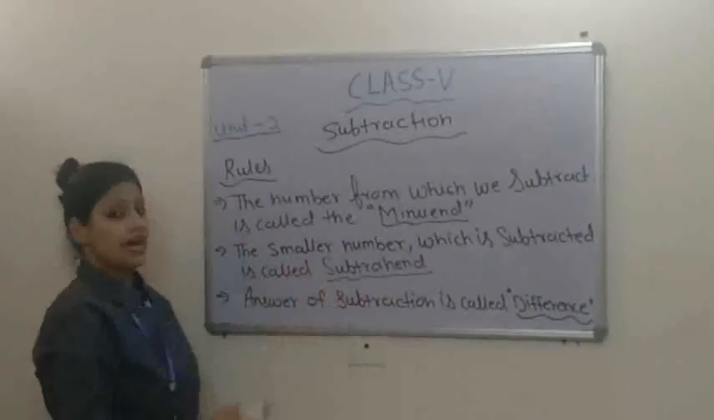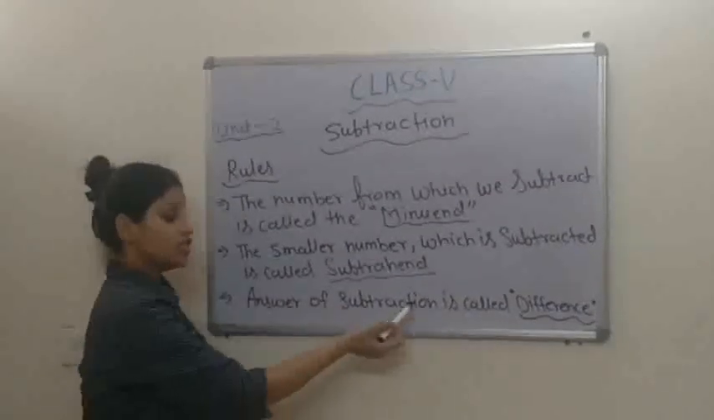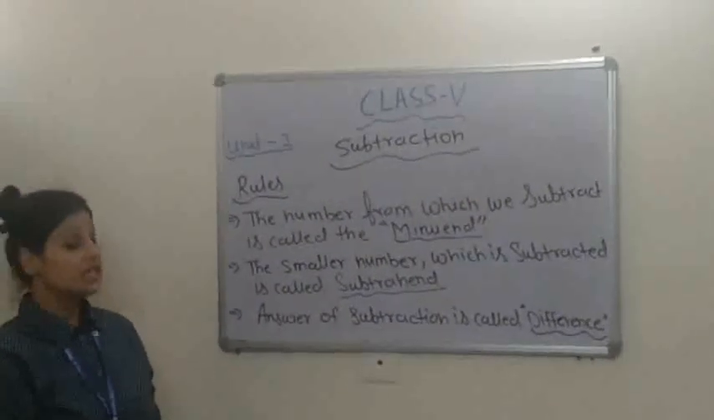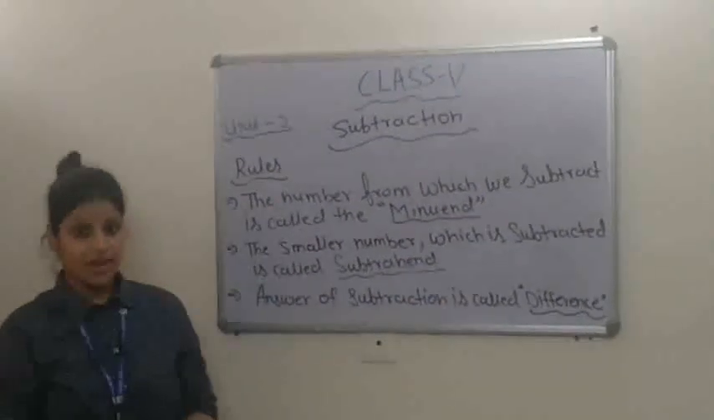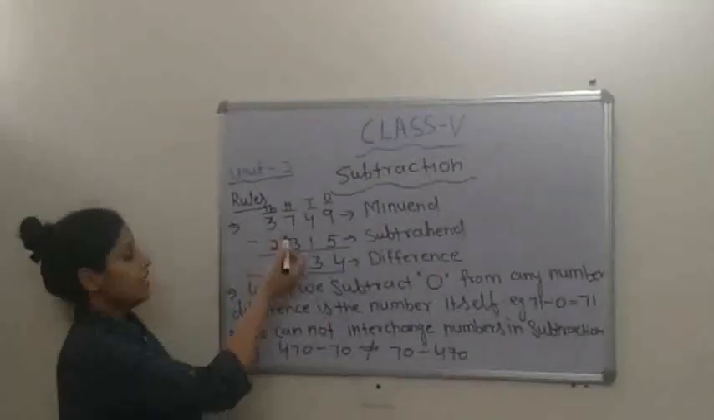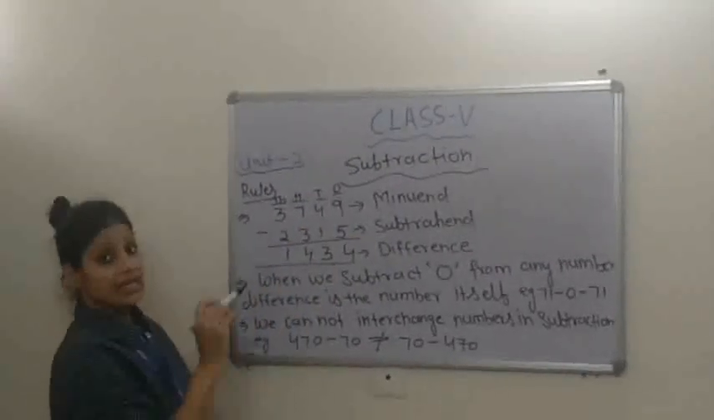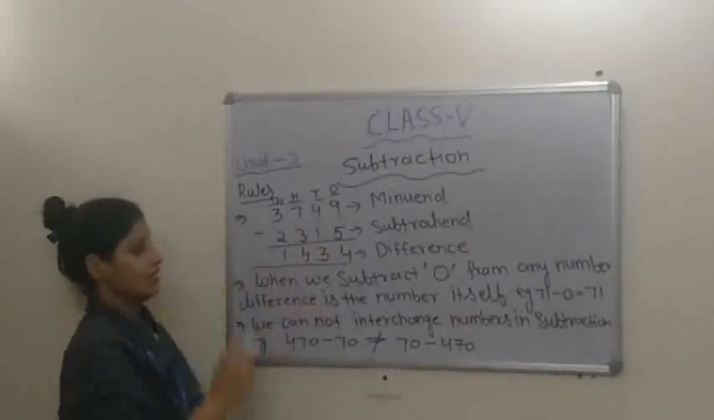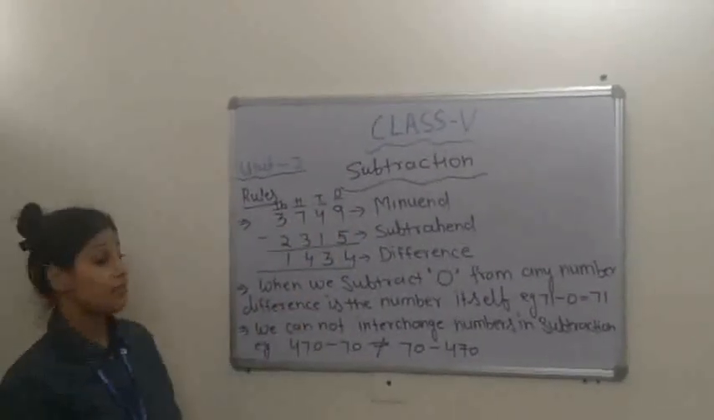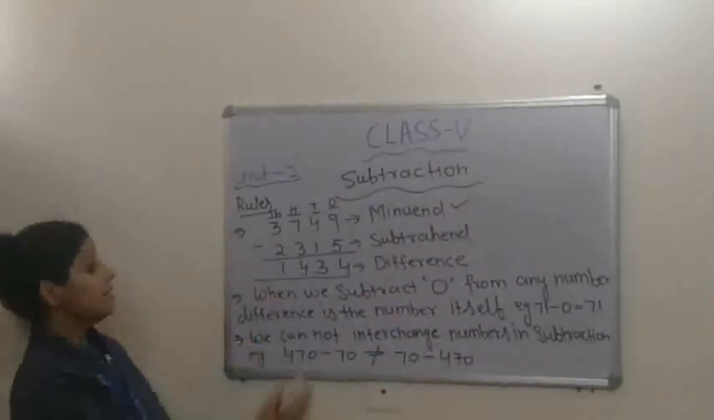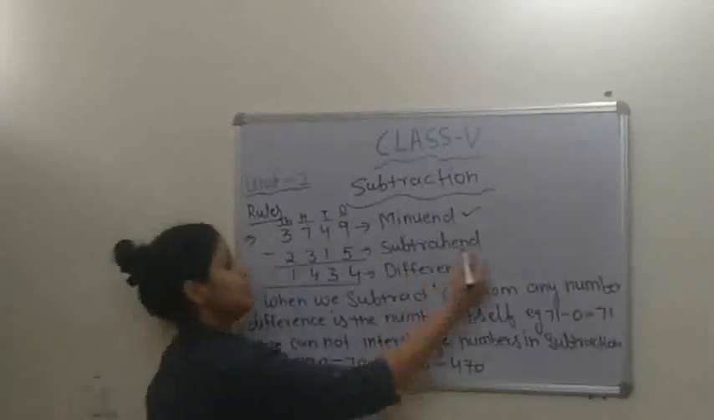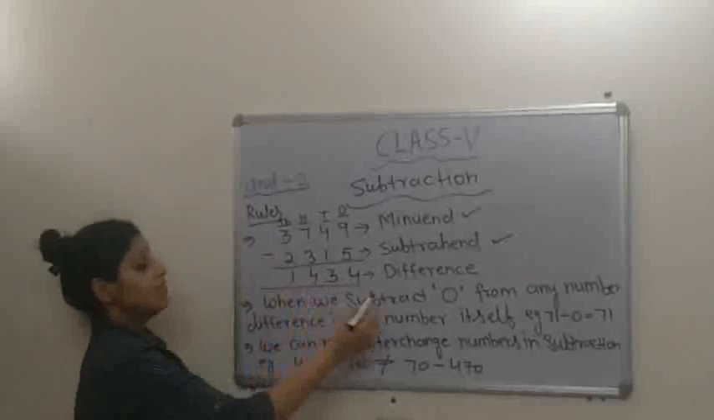Then, the answer of subtraction is called the difference. As the answer of addition is called the sum, that way the answer of subtraction is called the difference. Alright? Okay. So, we can take an example. I have 3,749 and another number 2,350, and now we are going to subtract them. The bigger number from which we are subtracting is called the minuend. The number which we are going to subtract from the larger number is called the subtrahend, and their answer will be the difference.